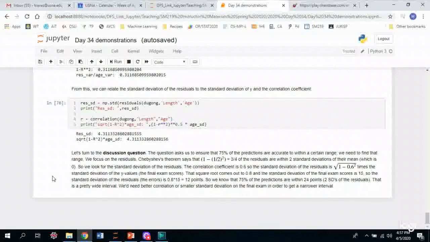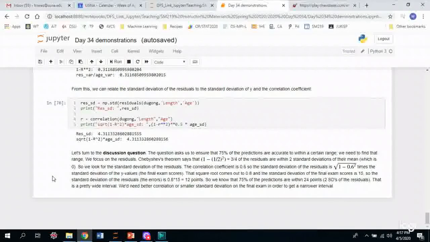The question asks us to ensure that 75% of the predictions are accurate to within a certain range. We need to find that range. We focus on the residuals. Chebyshev's theorem says that 1 minus 1/2 squared, which is 3/4, 3/4 of the residuals are within 2 standard deviations of their mean. And their mean is 0, right? That's the 75% that we were talking about in the question.